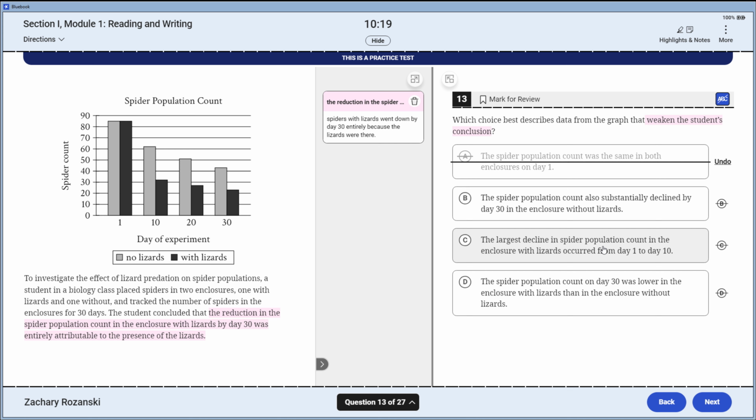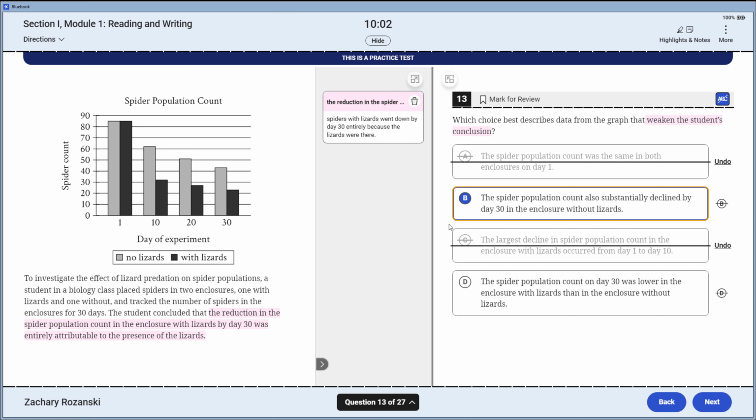C, the largest decline is what I could give 1 to 10. 1 to 10, that is true, but I'm trying to show this notion of entirely because of lizards being there. I don't know what the first 9 days would matter for this. So, whoops, C falls, B still our most attractive answer. I'm going to move on to D.